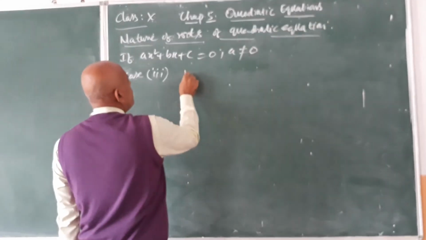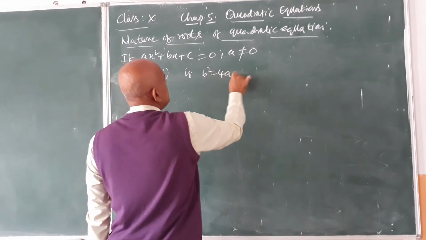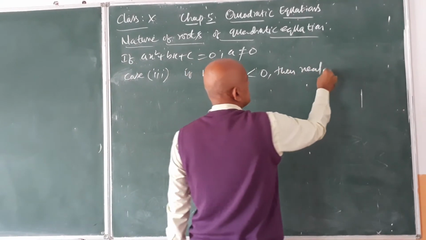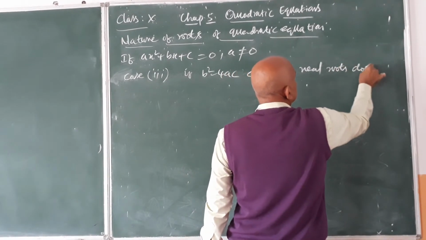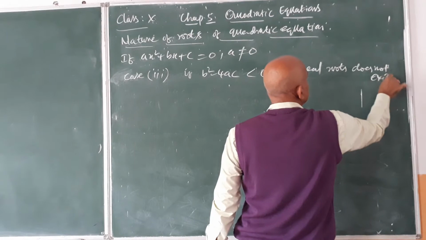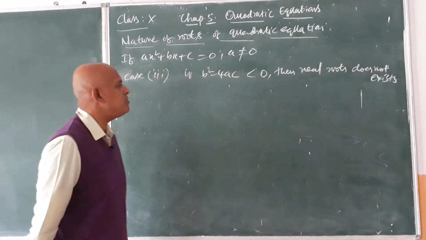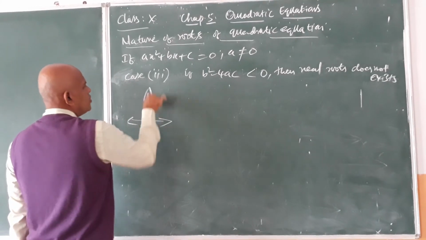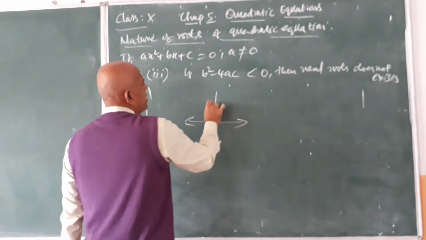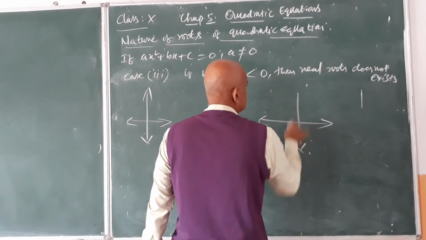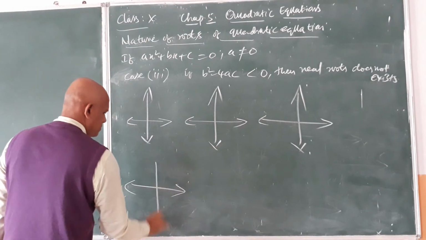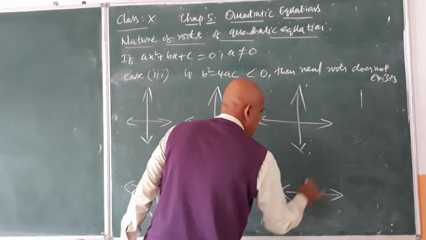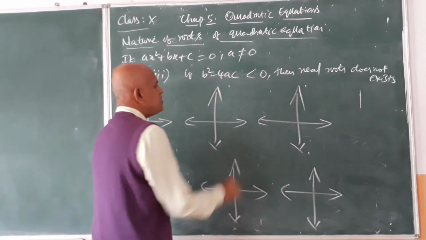What is case 3? If b square minus 4ac, the discriminant value, is less than 0, then real roots do not exist. What is the nature of the roots? Real roots do not exist. Then what will be the graph of this parabola? Let us see here. Now about the graph, we are checking how it behaves when the discriminant value is less than 0. Less than 0 means what here?